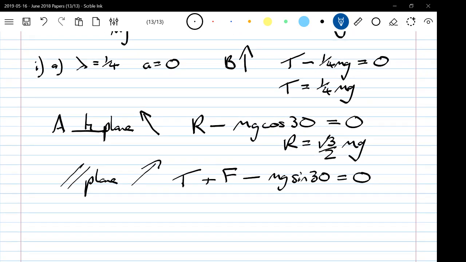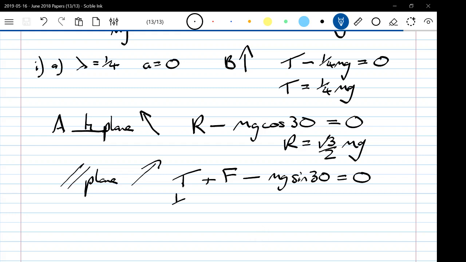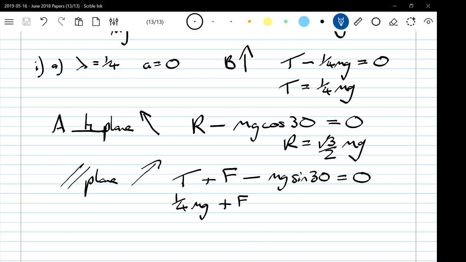Brilliant. We know what T is. Sine 30 is a half. So we've got that. So I think we've got that F is, what would that be? A half mg, take away a quarter mg, so a quarter mg. Oh, it's going well.